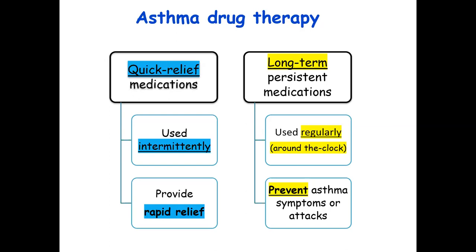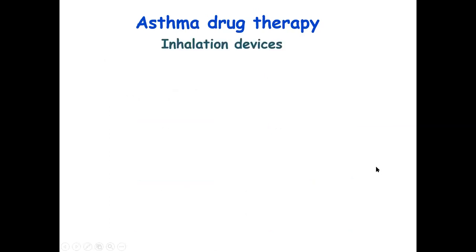So the quick relief, those are to provide rapid relief. That's just immediate, sudden relief. The long term, the goal is to get it under control and prevent future asthmatic attacks. Also, just noted here, you use them regularly around the clock. So if it's twice a day, it's every 12 hours, every day.